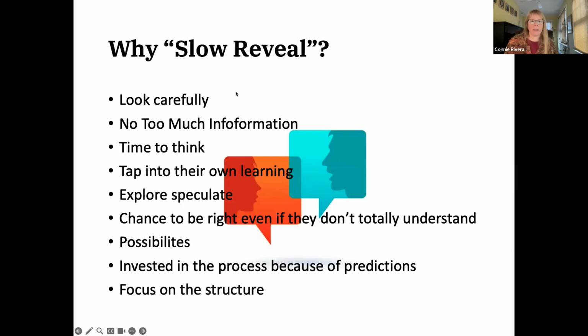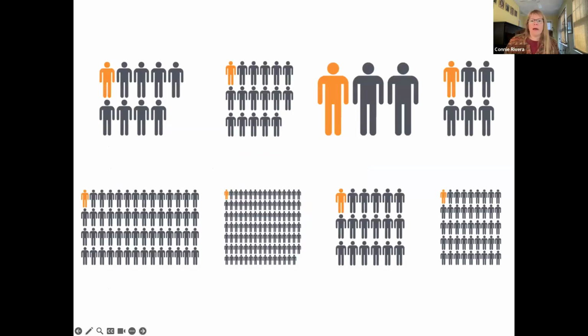Go ahead and keep sharing your ideas. I'm going to go back to my slides here. Yeah, and there's no shame in being wrong. Nobody could know the answer to this because nobody had seen this exact graph. I'd like to take you through another one as a little taste of it, so you can really get a feel for what it's like to be a part of slow reveal graphs. So what do you notice here?